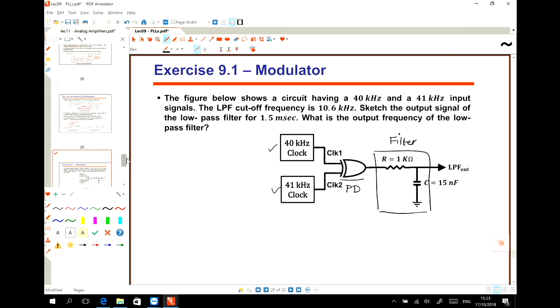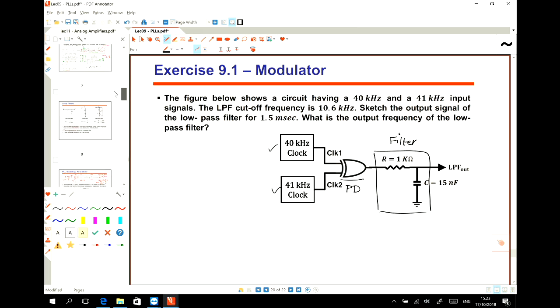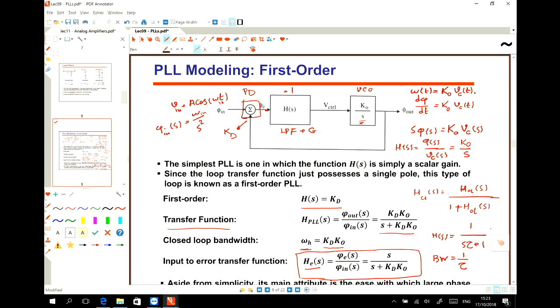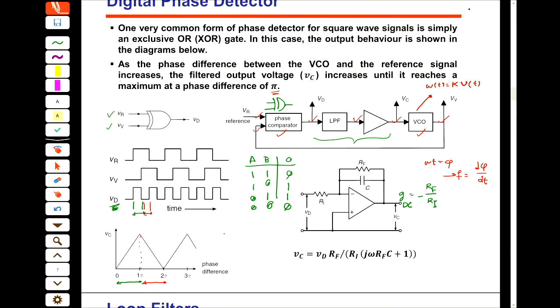So this triangular shape, if you remember from lecture 9, was something that we had here. So we apply two almost similar signals to this one, and then put a low pass filter. So the voltage at the VC is like this.